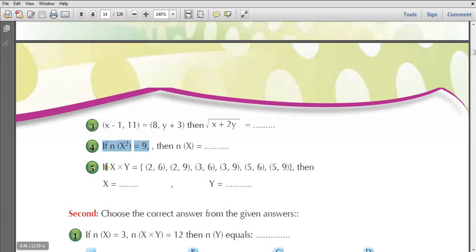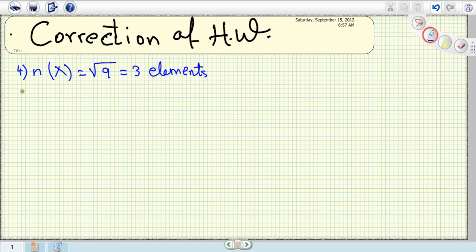Okay, next question was: if the Cartesian product of x and y is (2,9), (2,6), (3,6), (3,9), (5,6), (5,9), then x equals and y equals. We said before that the Cartesian product of any two sets produces ordered pairs, and the first projection of an ordered pair is an element of x, and the second projection is an element of y. So the elements of set x will be 2, 3, and 5. Let's write this first. So x equals {2, 3, 5}.